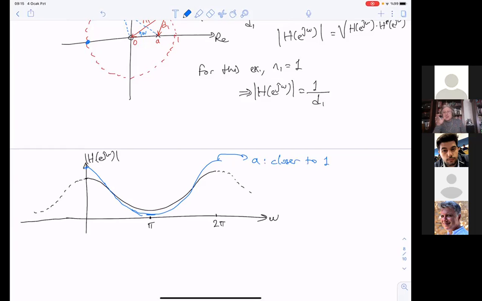If you exactly come to the A equal to 1 case, if you just locate the pole on the unit circle, then clearly this will blow up to infinity. It will diverge to infinity over there, because the distance will be precisely 0, and 1 over 0 will be infinity.